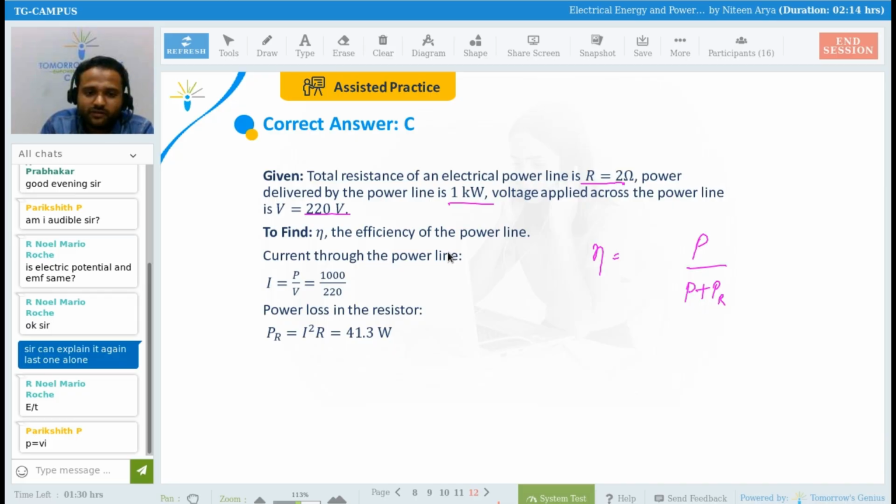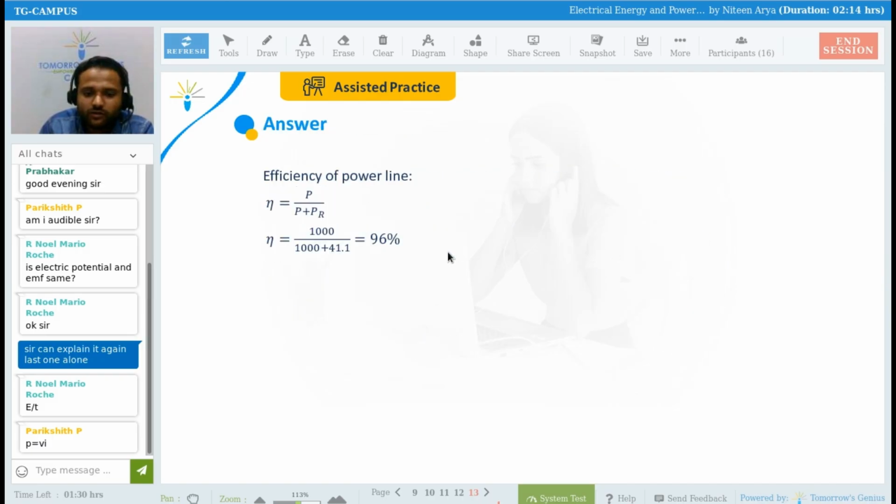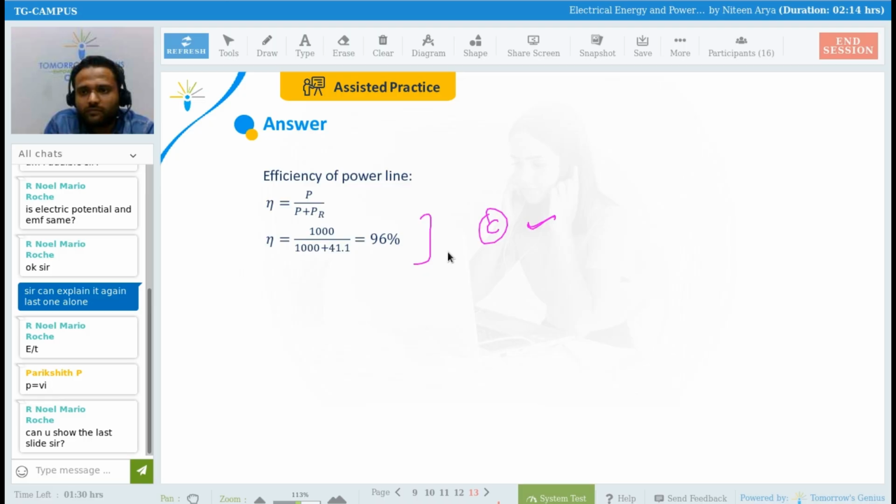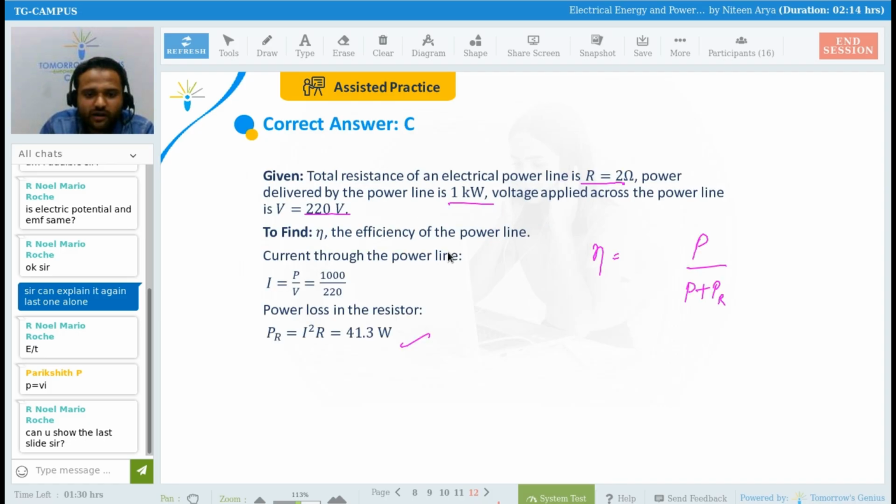So we need to find current first, I, which is P by V, and then power loss in the resistor is this, and then on the next page efficiency is P divided by P plus PR, and that is 1000 divided by 1000 plus 1, and then this is your efficiency. Clear everyone? Does anyone have any question? Sir, can you show the last slide? Yeah, why not? See, this is the power loss in the resistors, PR.